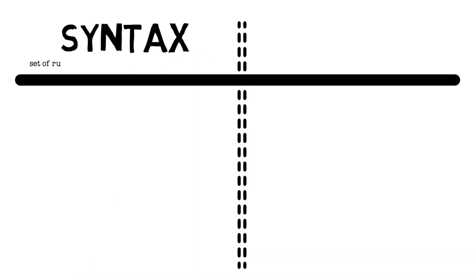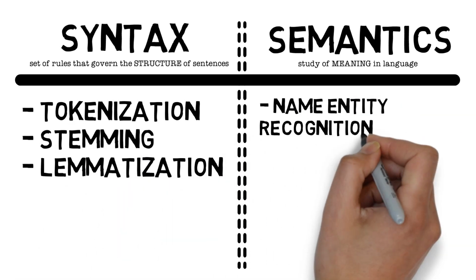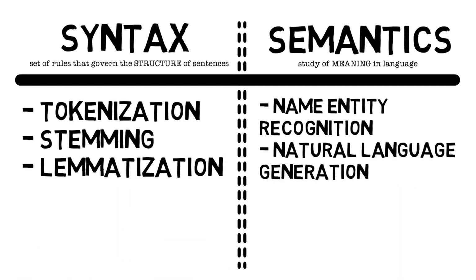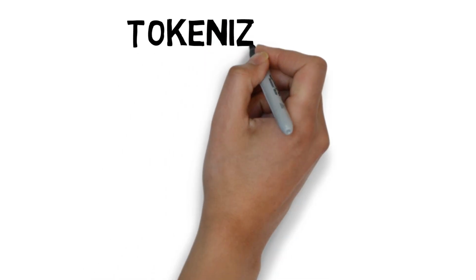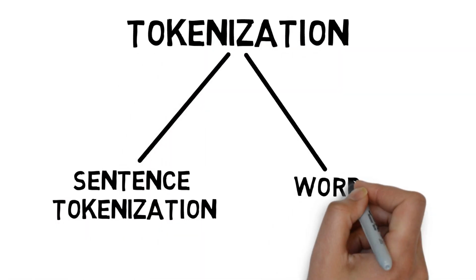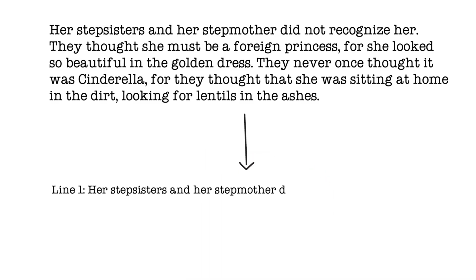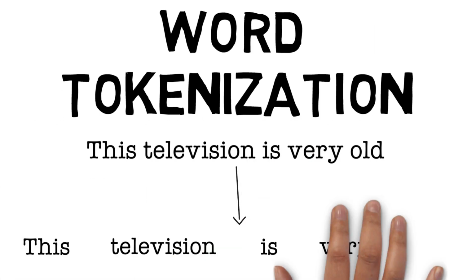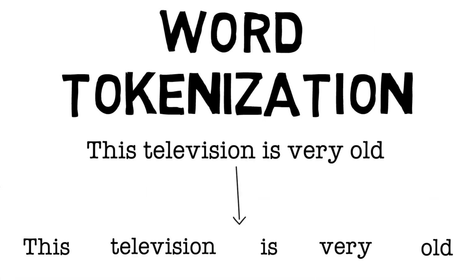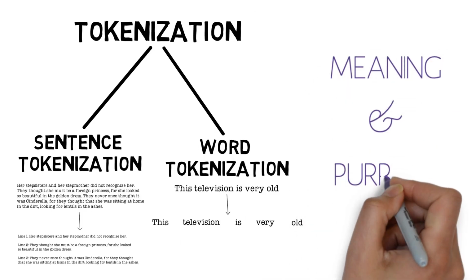Now back to what I mentioned a couple minutes ago, syntax and semantics, the broad categories under which NLP's techniques fall. Let's take a look at these now. So tokenization can be split into two categories, sentence tokenization and word tokenization. Sentence tokenization is separating a paragraph into distinct sentences, and word tokenization is separating a sentence into distinct words. This allows the computer to learn the potential meanings and purpose of each unique word.